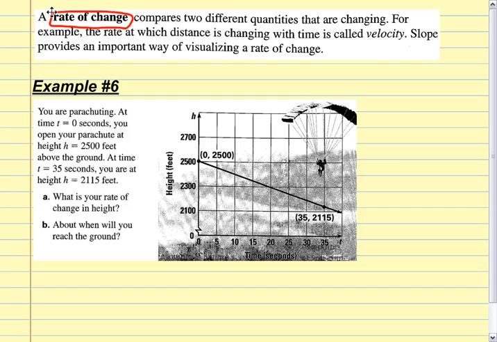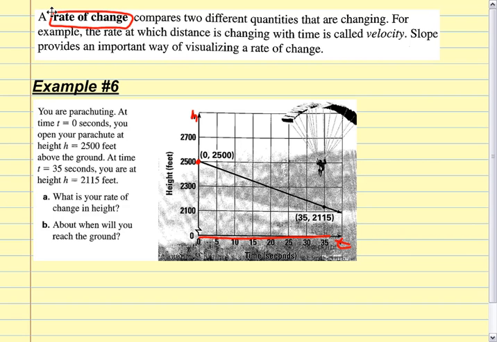You open your parachute at a height of 2,500 feet. This point. Time is 0. See, this is t down here. Height is 2,500. So the coordinates of the point are 0, 2,500. The time is 0. The height is 2,500. Now, how do they change in relation to each other?